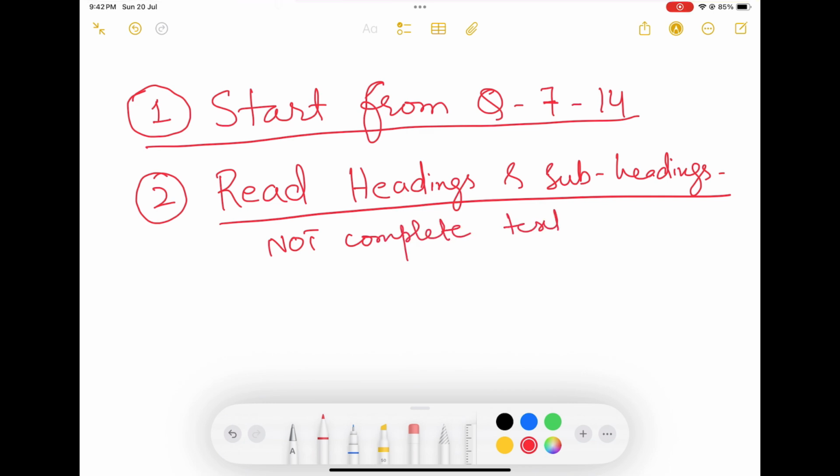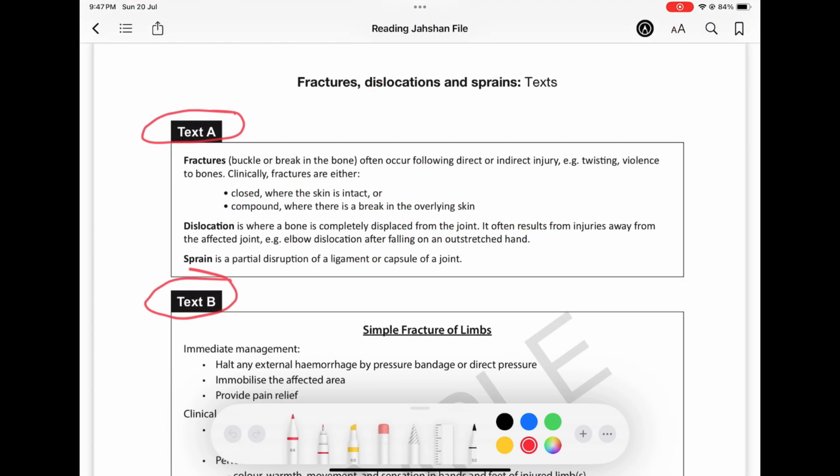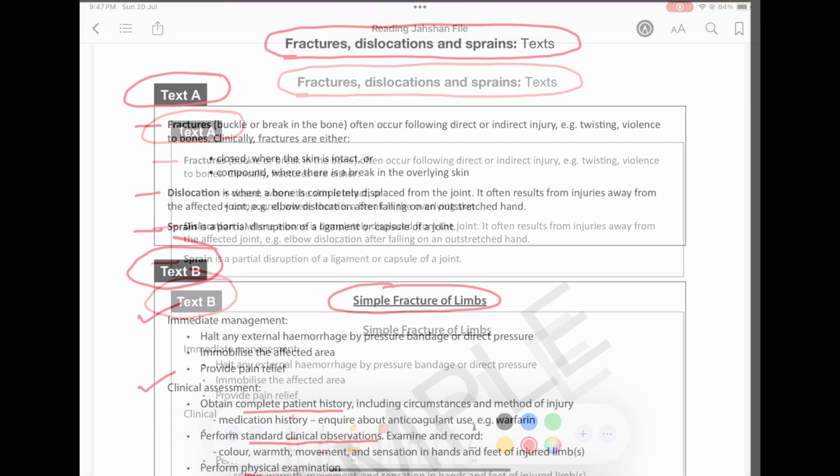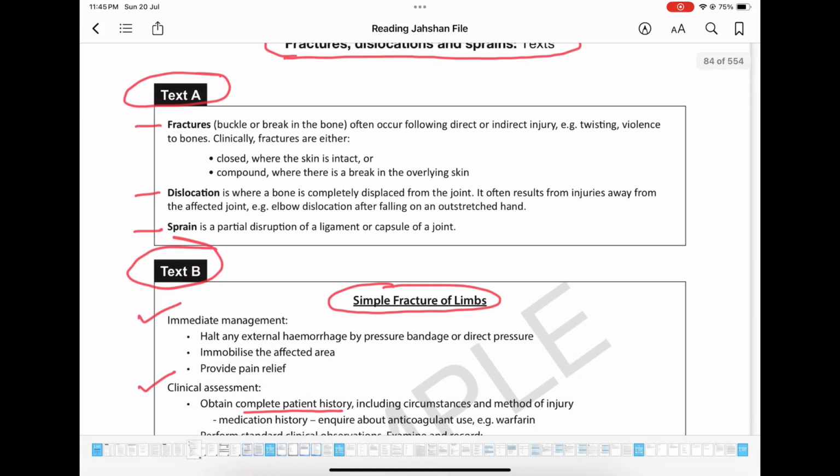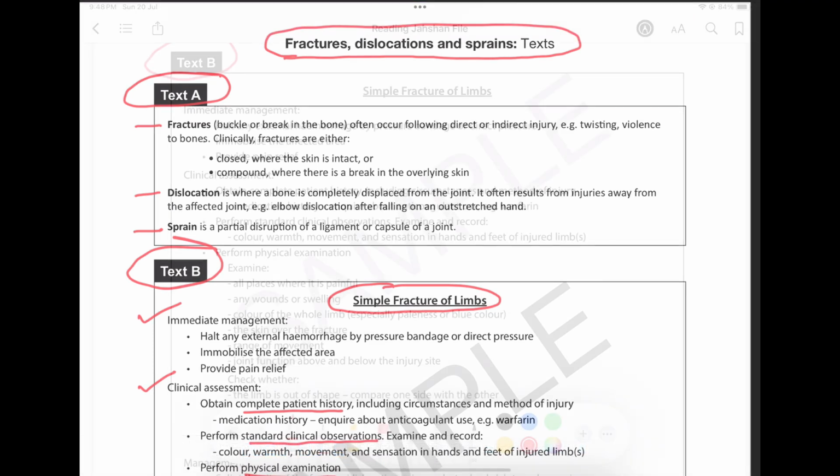So how to do it? Let's take an example and explain. For example, our topic is fracture, dislocation and sprain. Now in text A, we can see that there are three definitions: a definition of fracture, dislocation and sprain. But we don't have to read all the definitions. We just have to see that there are three definitions in text A, and we have to remember that text A only contains the definitions.